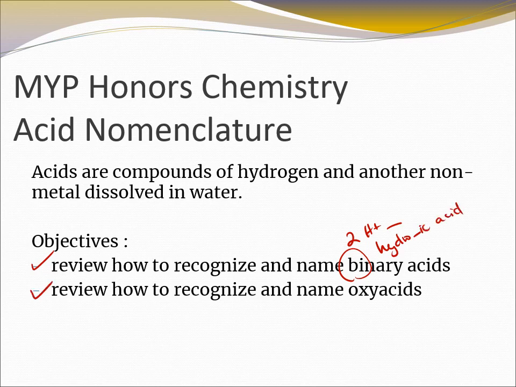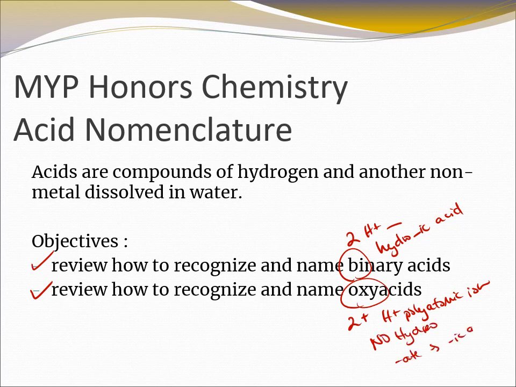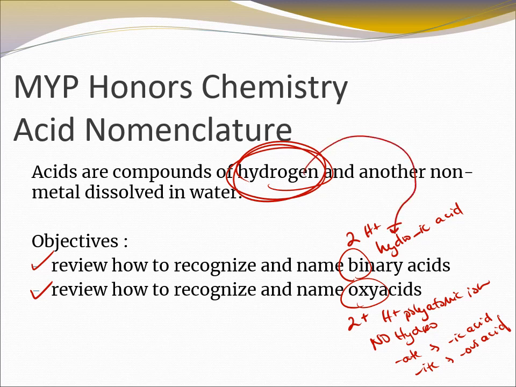We reviewed how to recognize and name oxyacids or ternary acids. There's more than 2 elements, hydrogen and a polyatomic ion. We have no hydro, remember no hydro. Instead, we're going to turn ate into ic acid, and we're going to turn ite into us acid. Remember that acids will always start with hydrogen in the compound, but we're going to start with hydro in the name only if it's binary.